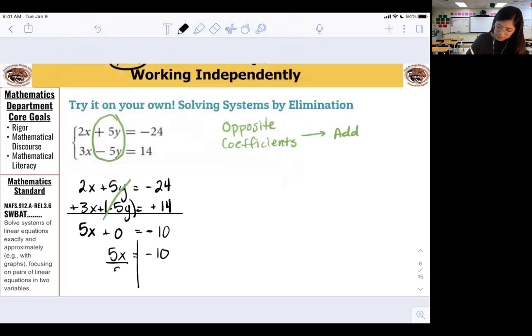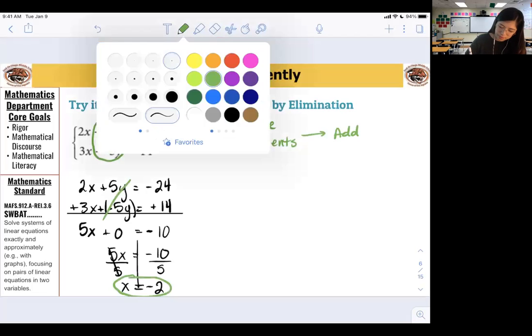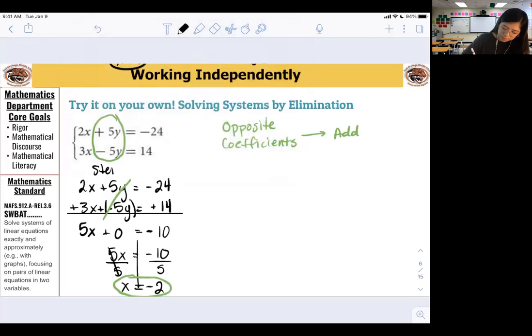We divide both sides by 5, and what's -10 divided by +5? -2. Good, -2. Here we go, that's step 1, all done. Forgot to write step 1. Okay, step 2, I take that -2 and I plug it back in.